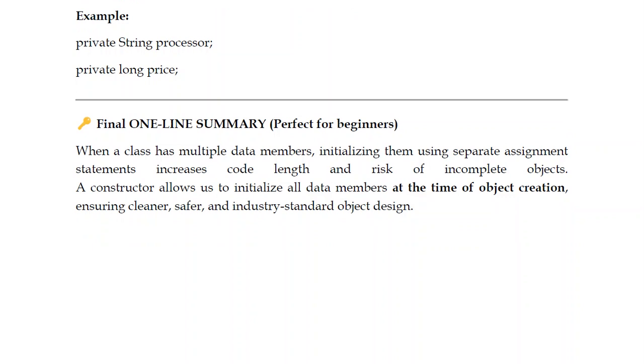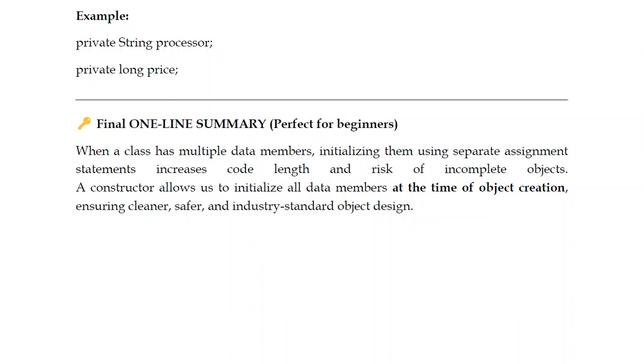A constructor is used to initialize the object data members at the time of object creation itself. It will be invoked automatically. If you forget to initialize the values, it will give an error. So it ensures cleaner, safer object design as per the industry standard. This is the key point: the constructor is called at the time of object creation. What's the purpose of calling the constructor? To initialize the object data members. If I forget to initialize it, it will give the error itself.